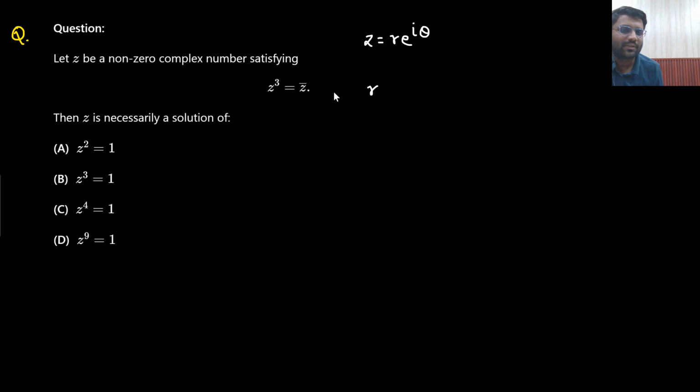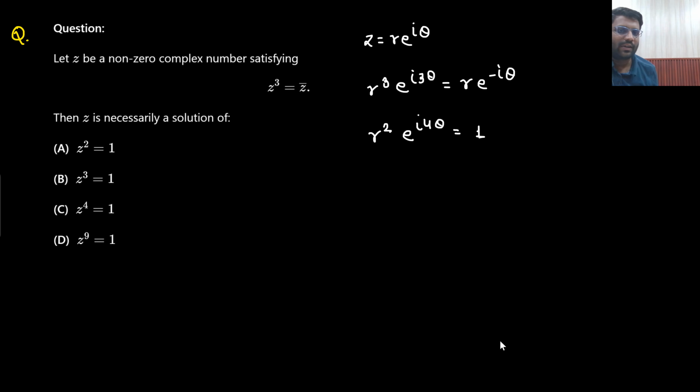It will be mentioned in the examination that Z bar is Z conjugate. So what is Z cube? R cube e to the power 3 iota theta. What is Z conjugate? That is R e to the power minus iota theta. So from here R square equals, R and R get cancelled out, e to the power 4 iota theta equals 1.